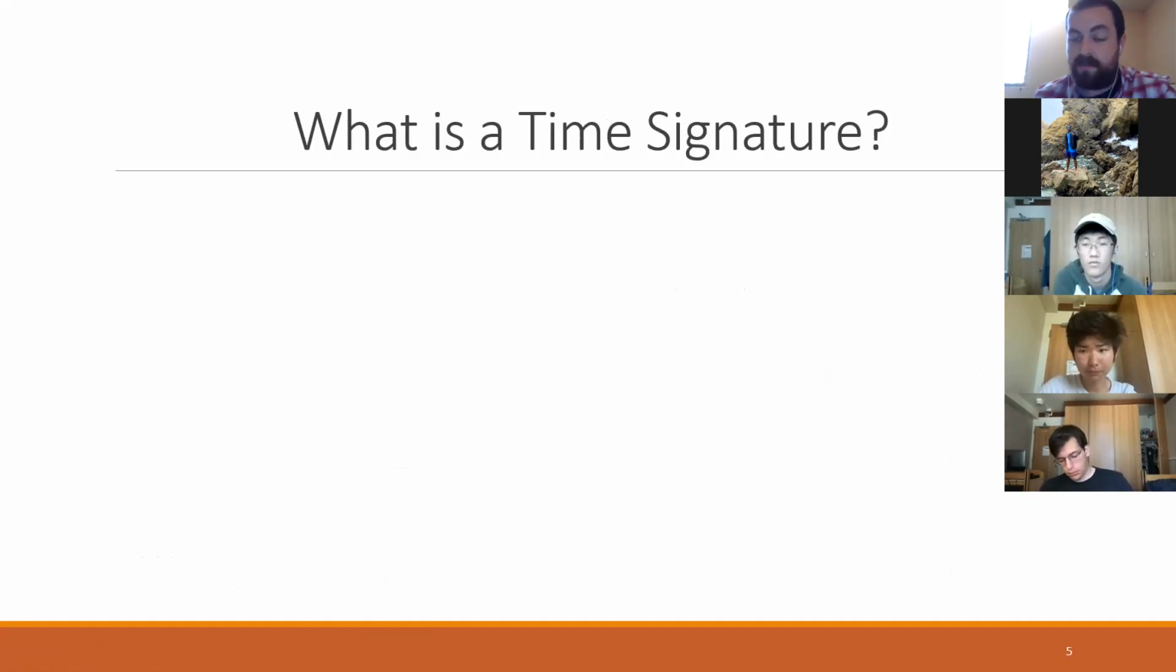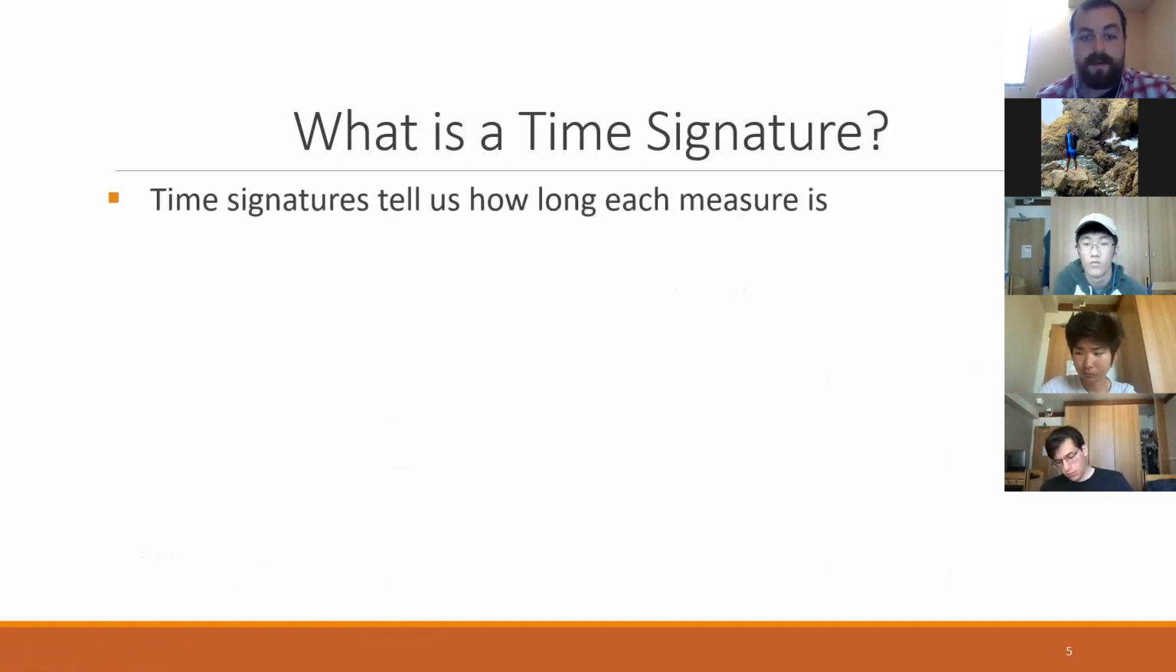Let's come back to those two numbers that we talked about before. Time signatures tell us how long each measure is. So if you remember, when we're looking at that horizontal staff, a measure is just whatever's between two vertical lines, those little bar lines. A measure is just a unit that performers and composers use to be able to understand music in chunks.